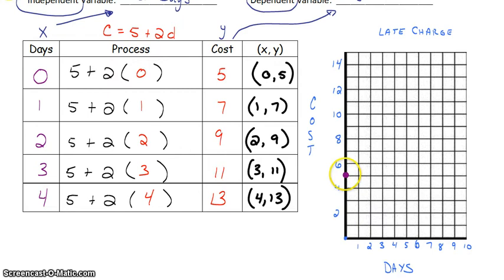0, 5, 1, 7, 2, 9, 3, 11, and 4, 13. I have all of my points. I'm going to draw my line. This is the one case where, since we're not checking negatives, I don't want an arrow on both ends, just on this end. Because if I go back that way, I'm talking about my negative x's.